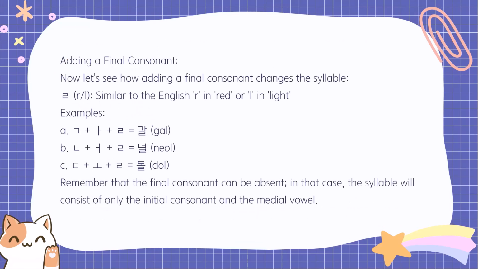Adding a final consonant. Now let's see how adding a final consonant changes the syllable. 리을, R or L, similar to the English R in raid, or L in light. Examples. A. 기억 plus 아 plus 리을, 갈. B. 니은 plus 오 plus 리을, 널. C. 디귿 plus 오 plus 리을, 돌. Remember that the final consonant can be absent. In that case, the syllable will consist of only the initial consonant and the medial vowel.